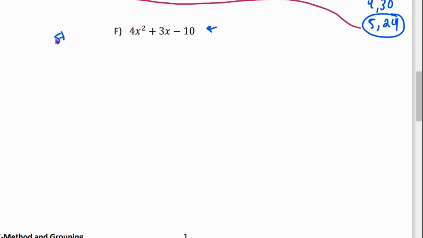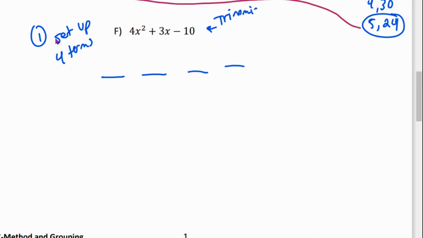Step number 1, set up your 4 terms. So 4 blanks. So this is a trinomial with an a value that does not equal 1. So that's how you know you need to use this method. The first term and last term stay the same. So bring those down. We're not doing E. I decided we don't need to do any more practice of multiplying 2 binomials. I think you guys understand that well enough.